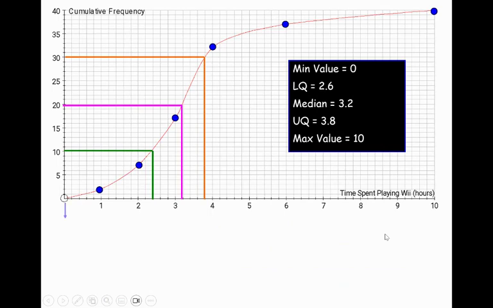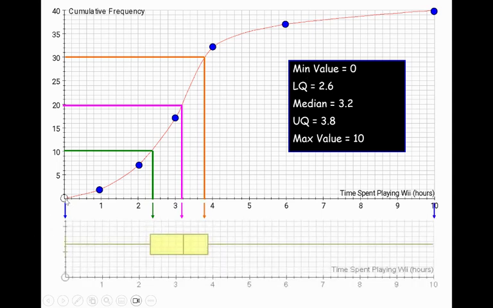Okay, so this is the cumulative frequency graph that we have produced. Now, we just found the minimum, which is obviously at 0. This was the upper value, which is the maximum value, which is at 40. This was the median. The green one is the lower quartile, and the orange one is the upper quartile. Now, if I draw a box plot, we know that this is like your whisker. This is your minimum value, which is at 0. The maximum value will be 10. The median, which is the line here, is going to be 3.2. And the lower quartile is going to be 2.6. And the upper quartile, which is at this line here, is going to be 3.8.